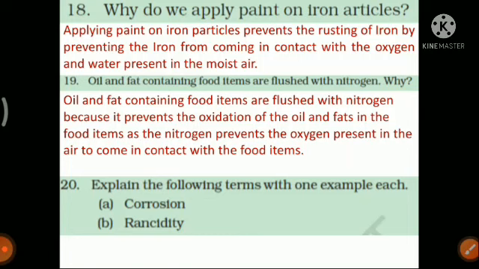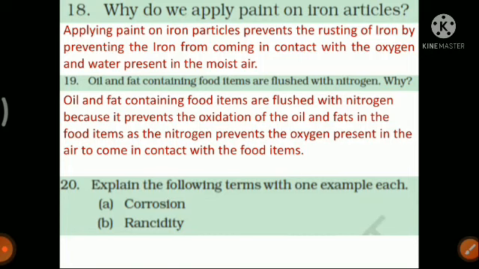In air we have more number of oxygen molecules, but when you flush it with nitrogen, the number of oxygen molecules inside those food containing packets or containers will be very low. So therefore these oil and fats cannot easily come in contact with the oxygen, and therefore the oxidation process will be very slow, or even sometimes it will not occur.